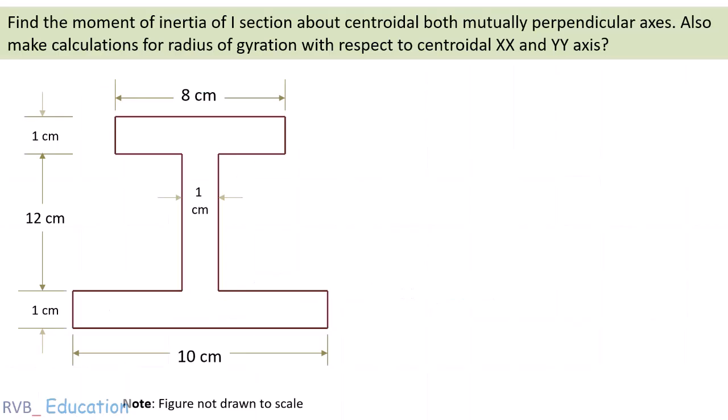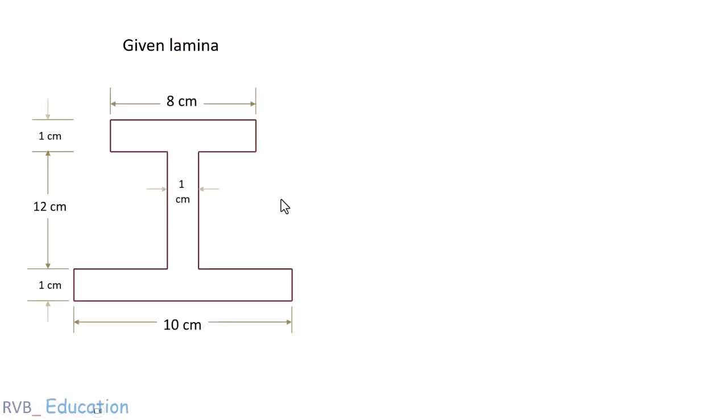In this video lesson, we are going to calculate the moment of inertia and radius of gyration for an unsymmetrical I section about its principal centroidal axis. Before jumping into calculations, our first step is to test for geometric symmetry.